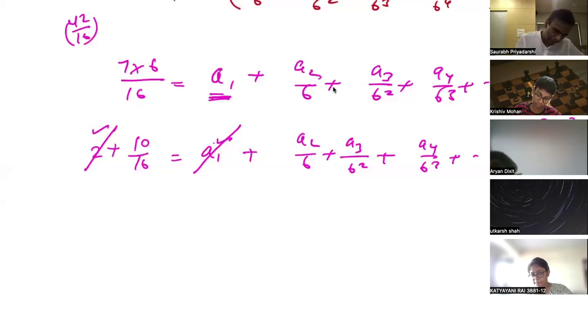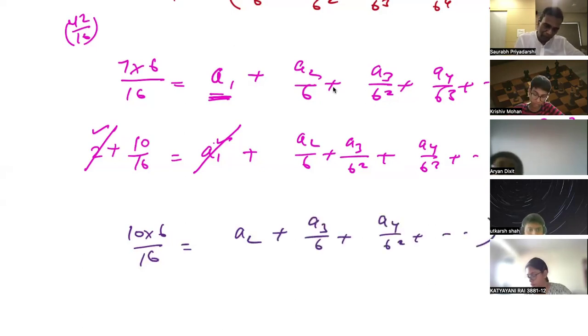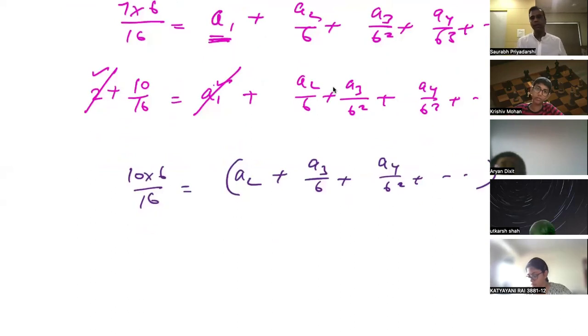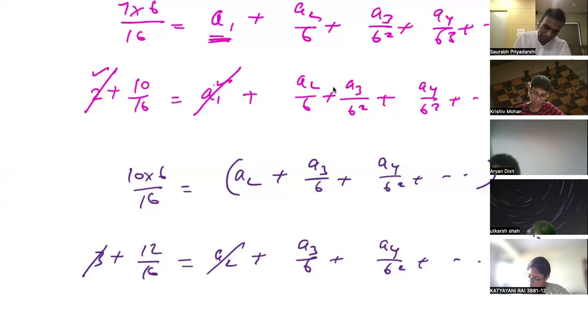Now again I have to find the second value. Again I do the same thing, multiply by 6. So 10 into 6 is 60 by 16, which is 3 plus 12 by 16. 12 by 16 is equal to A2 plus A3 by 6, A4 by 6 square, and so on. So A2 is equal to 3.